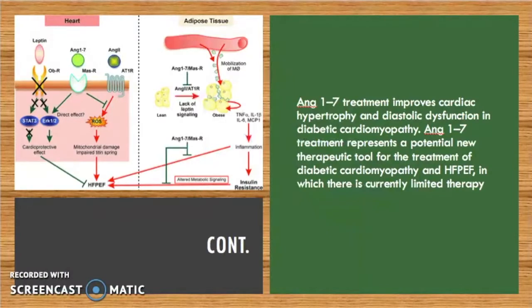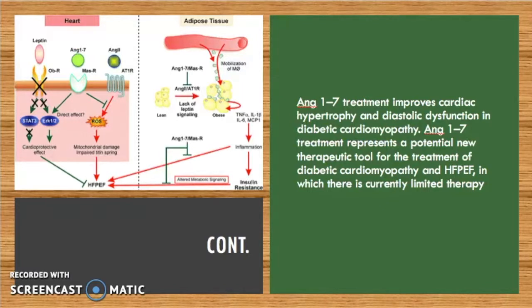Ang 1-7 treatment improves cardiac hypertrophy and diastolic dysfunction in diabetic cardiomyopathy. Ang 1-7 treatment represents a potential new therapeutic tool for the treatment of diabetic cardiomyopathy and heart failure with preserved ejection fraction, in which there is currently limited therapy. In the heart, local activation of the angiotensin II type 1 receptor pathway induced mitochondrial damage and impaired titin spring via ROS production, and loss of leptin signaling compromises this cardioprotective effect against heart failure.